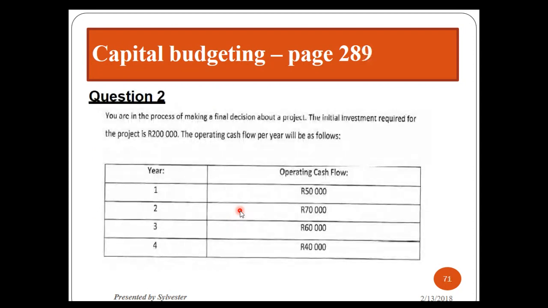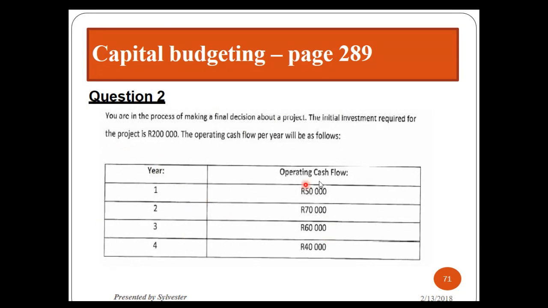let's look at the question so that we can clarify here. As you can see here, we have got a project, and this project needed an initial investment of 200,000, meaning we are putting this 200,000 into the project. But these are the cash flows which have been generated by this project from year 1 to year 4. As you can see, from year 1 to year 4, we have got the cash flow.